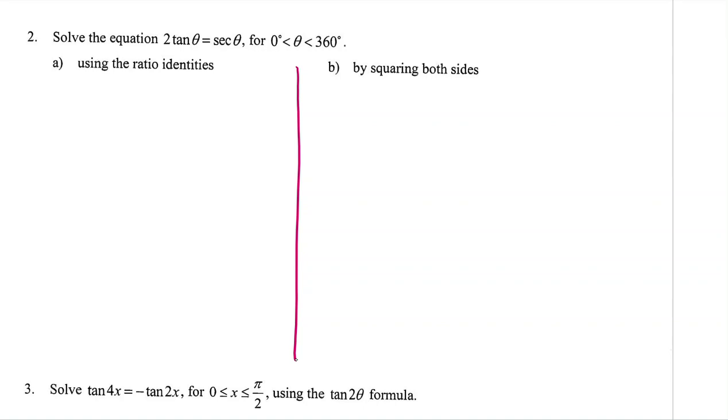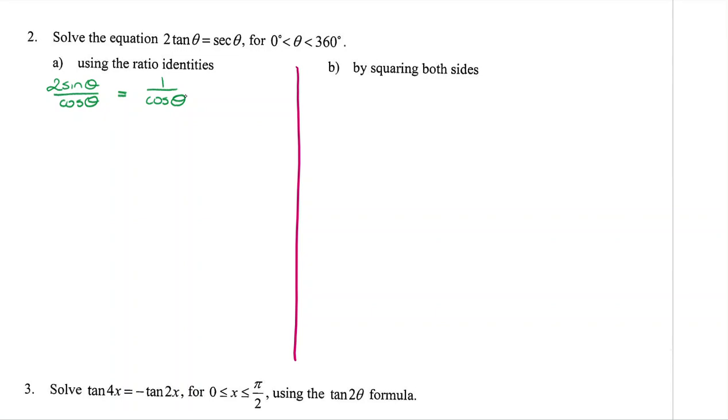So first of all, we're going to do it with good old-fashioned trig identities, which just means I'm going to break it down into sines and cosines. So tan would be the same as sine over cos, or with the 2 at the front, it would be 2 sine theta over cos theta equals sec. What is sec equal to? 1 over cos. Okay, don't cancel because we might lose some solutions.